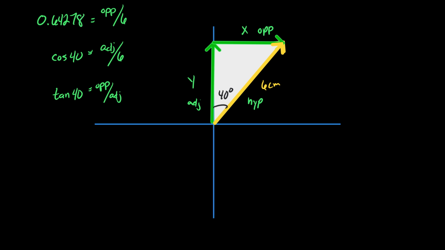0.64278. The cosine of 40 is 0.76604. And the tan of 40, which I'm not going to need, is 0.8391.